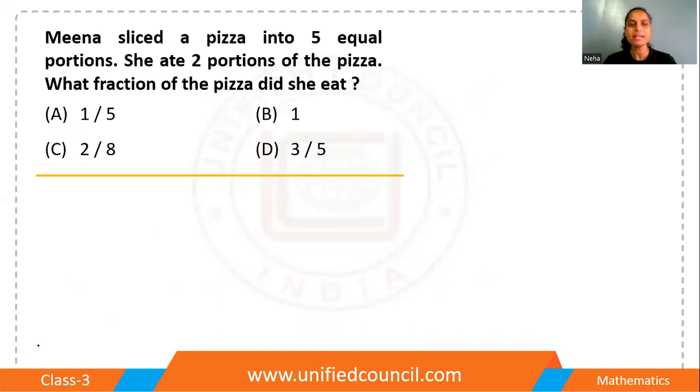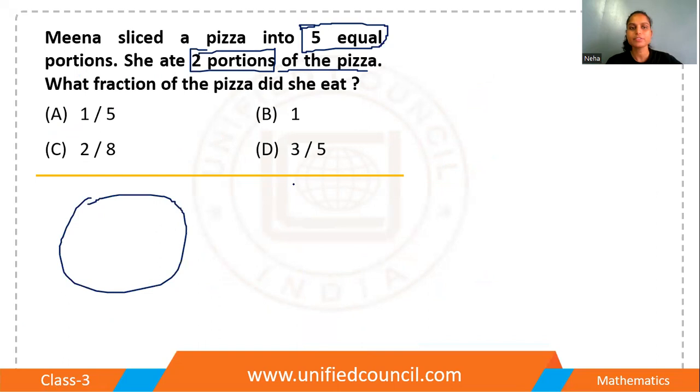Okay. Nina sliced a pizza into 5 equal portions. She ate 2 portions of the pizza. What fraction of the pizza did she eat? Okay. Alright. So how many number of slices are there? 5. Right. Number of slices she ate? 2. Okay. So she ate 2 portions of the pizza. Right. So complete is 5. She ate 2 portions. Okay. So what is the fraction?